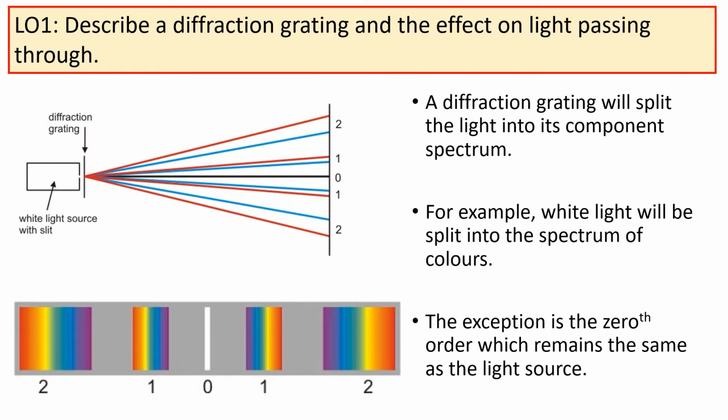One important difference between a diffraction grating and a double slit is that a diffraction grating will split the light up into its component spectrum. For example, white light, as we know, is made up of all of the colours of the spectrum. Therefore, passing white light through the diffraction grating allows us to see all of these different colours. However, there is an exception that in the 0th order, the light will remain the same as it is when it's passed through the diffraction grating.